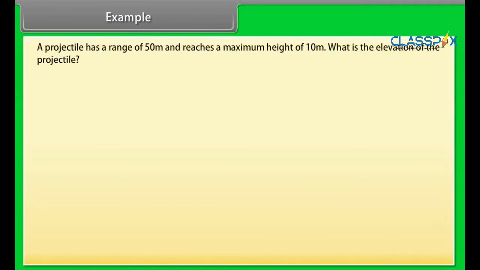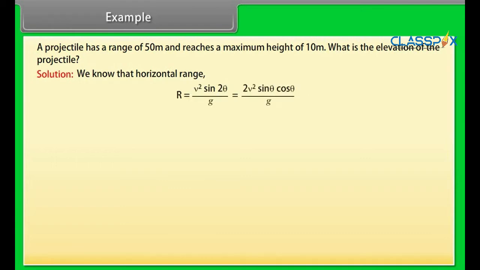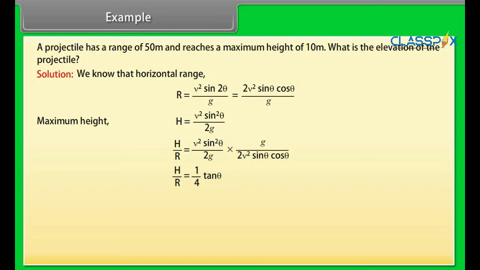Example. Let's take an example of projectile motion. A projectile has a range of 50 meter and reaches a maximum height of 10 meter. What is the elevation of the projectile? Let's see the solution. We know that horizontal range is equal to v squared times sin 2 theta divided by g. We derive the relation between height and range, given by h upon r equals 1 by 4 tan theta. On calculating this equation, we get the value of theta equals 38.66 degree.